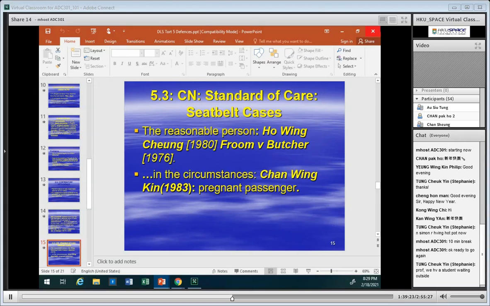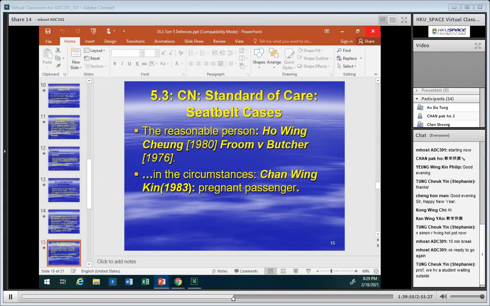So if you don't wear a seatbelt, then you are at fault. That's the point. But it does depend on the circumstances. So watch out for Chan Wing Kim. In Chan Wing Kim on page 137, highlight Chan Wing Kim because the court found that the second plaintiff's failure to wear a seatbelt was not unreasonable in the circumstances.